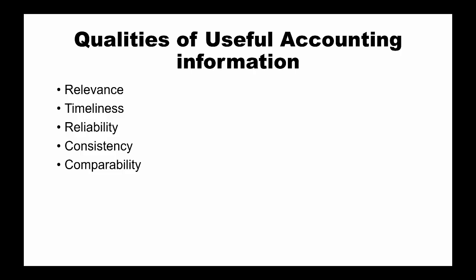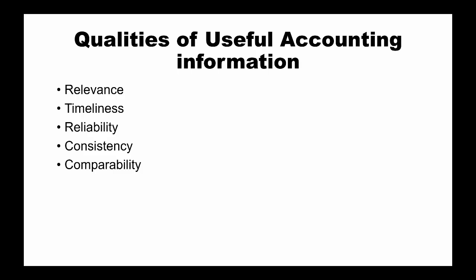Then what are the qualities of useful accounting information? The qualities that we all need to understand. Accounting information has to be relevant. It is necessary for predictive and feedback value. Then it also has to be timely. Timeliness is a quality subset of relevance. It has to be presented in a timely manner.